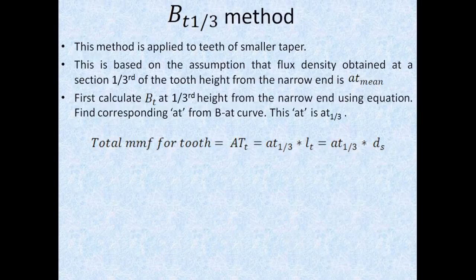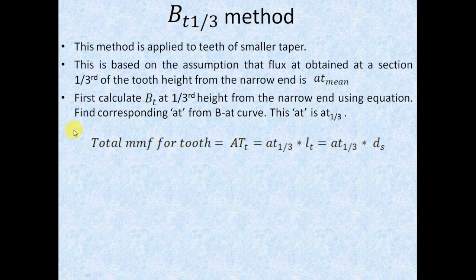Next method is BT 1 by 3 method. This method is also applicable for teeth with small taper. In this particular method, the magnetizing force or MMF per meter length obtained at a section about 1/3 of the tooth height from the narrow end is considered as the mean MMF per meter length, or the mean magnetizing force, which is represented by AT mean. Hence the total MMF can be calculated just like in the previous cases. We have to just multiply it with the length of teeth or the depth of slot.